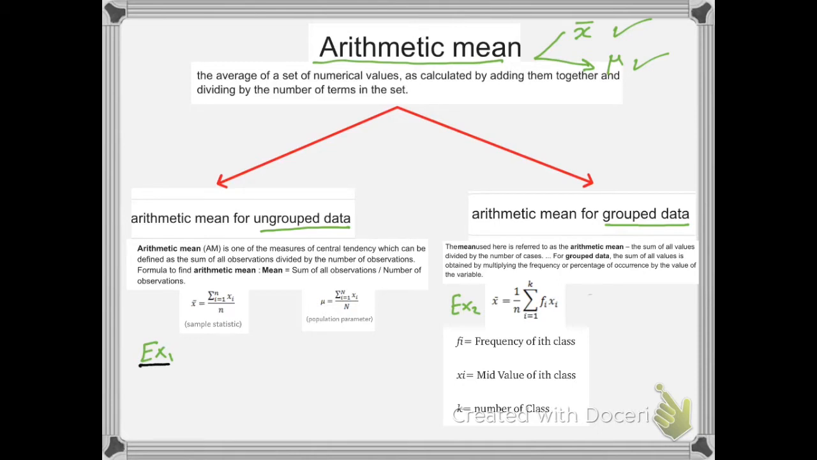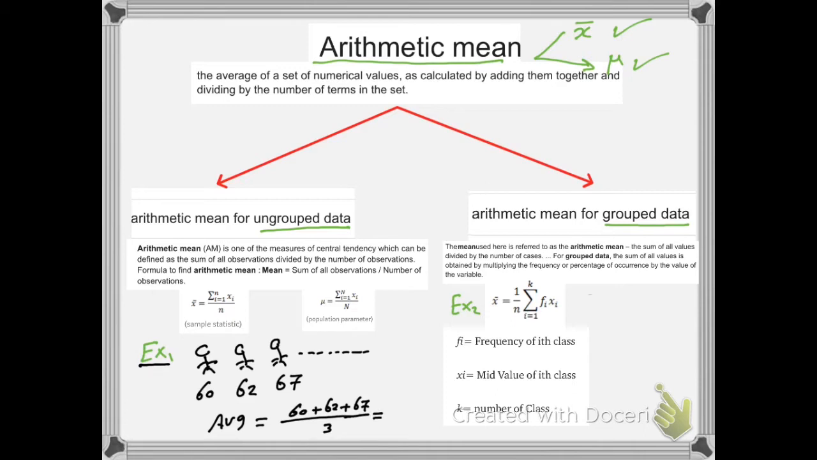In example 1, let's suppose you have 10 friends. The weights of 3 of them are 60 kilograms, 62 kilograms, and 67 kilograms. To compute the average or the mean of those weights, the average will be the summation of those weights, 60 plus 62 plus 67, divided by 3. The answer will become 63. Then the average here is 63.